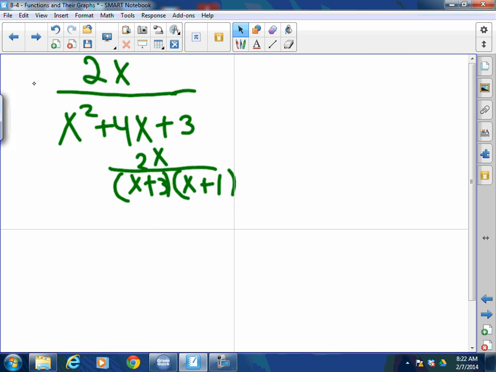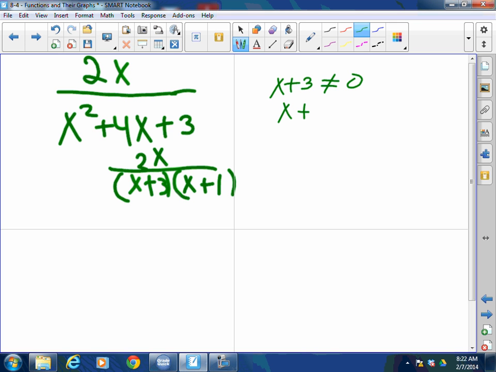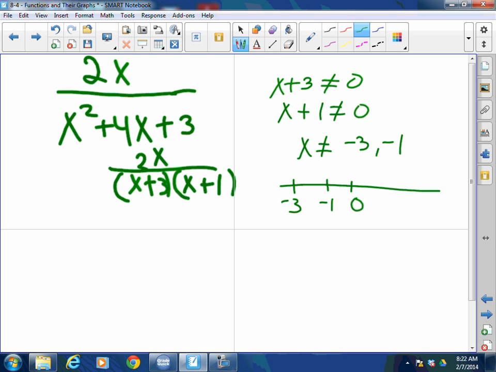Okay. So what do we have here? We have that x plus 3 cannot equal 0, and x plus 1 cannot equal 0. So x cannot equal negative 3 or negative 1. Picture it. Do yourself a favor. Check this one out, because this one's a cool one. It's everything to the left of negative 3, everything in between negative 3 and negative 1, and everything to the right of negative 1. You guys see that?